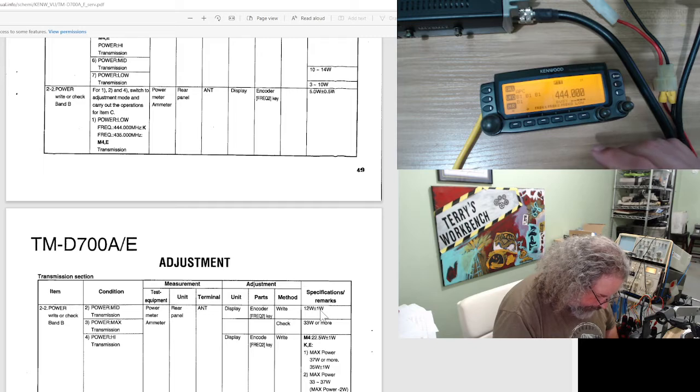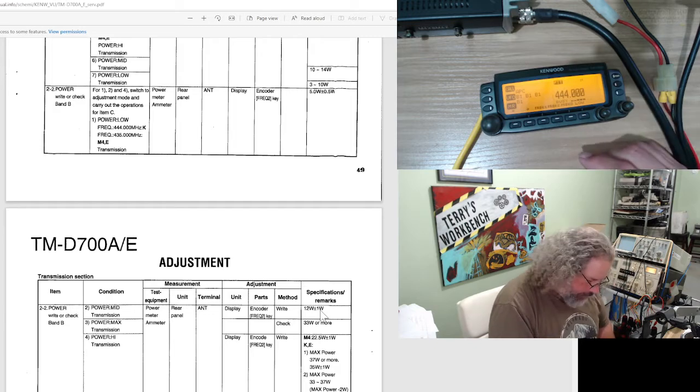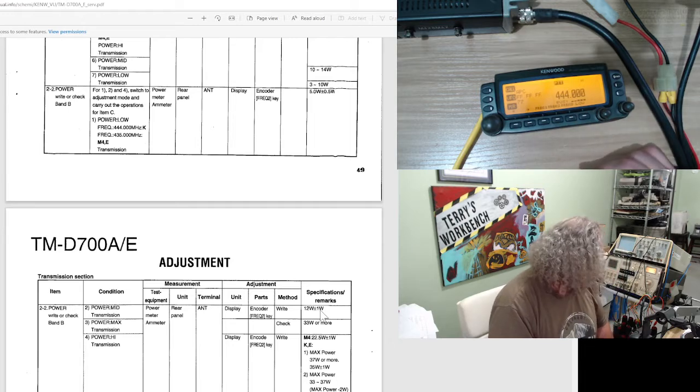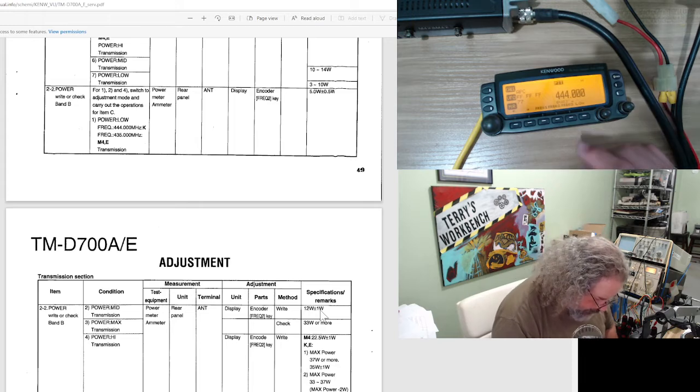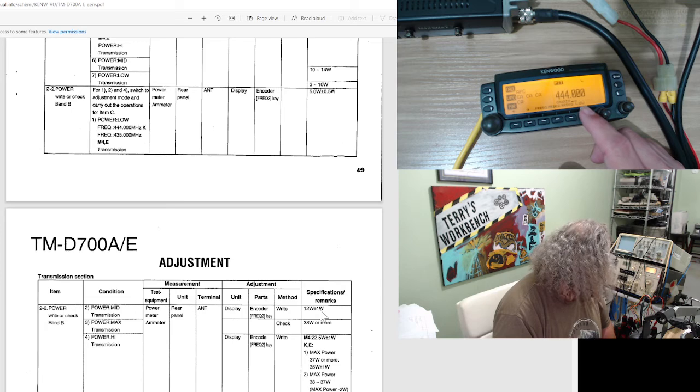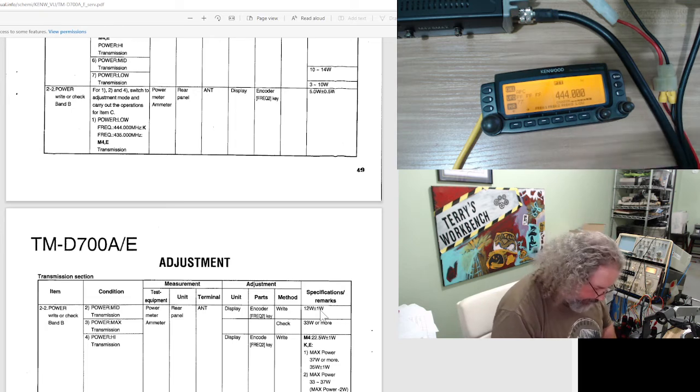Okay. And then go to high power. Oh, man, that's bad. 5 watts. No watts.